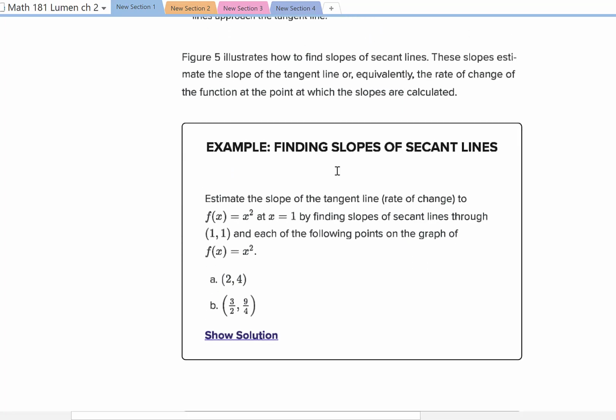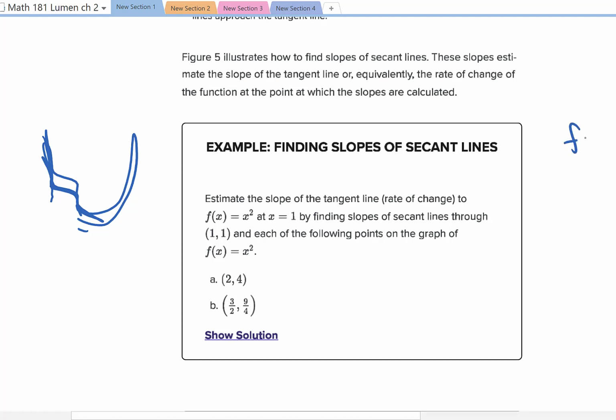So, example: finding slopes of secant lines. Estimate the slope of the tangent line, the rate of change, to f of x equals x squared. Remember we saw that earlier, f of x equals x squared. It looks something like that. By finding slopes of the secant line through 1, 1 and each of the following points on the graph.